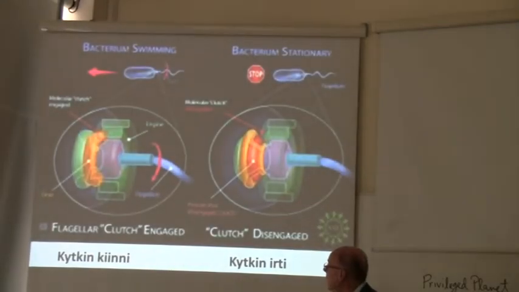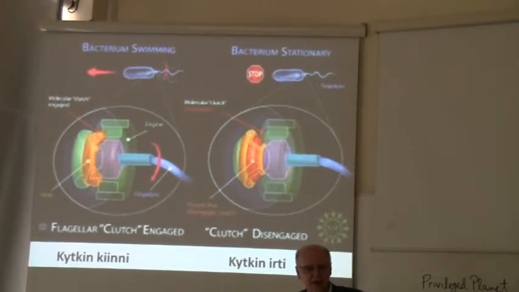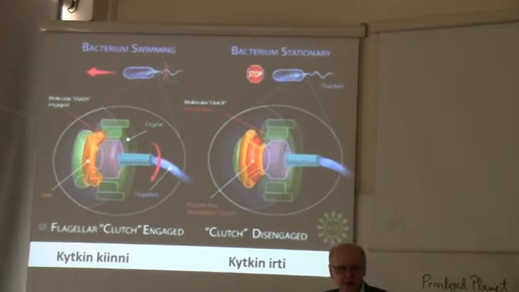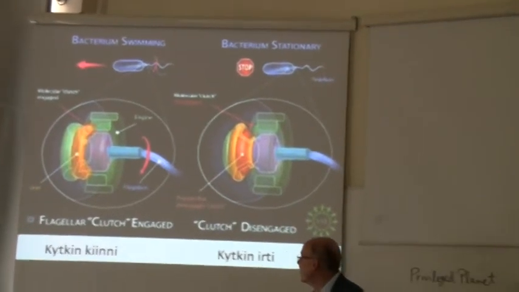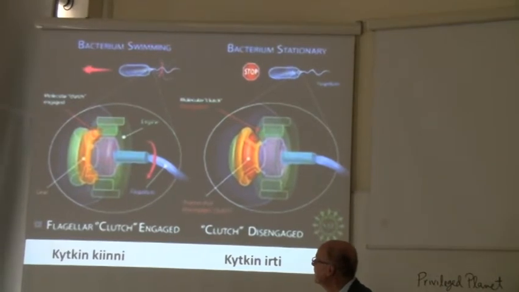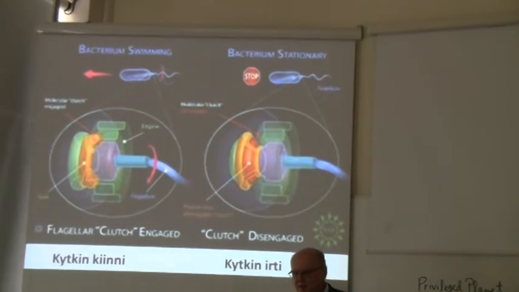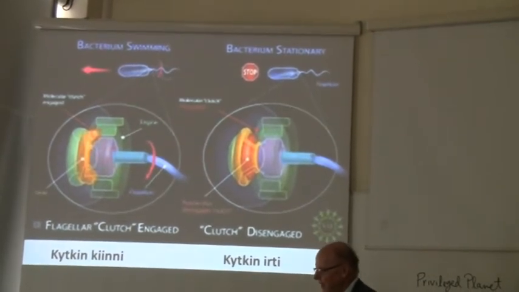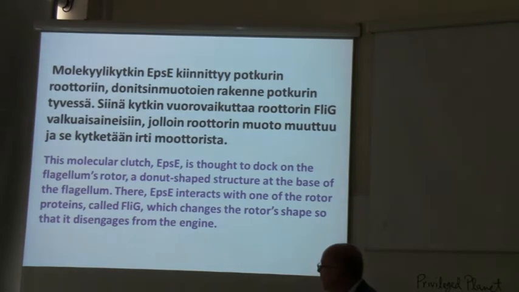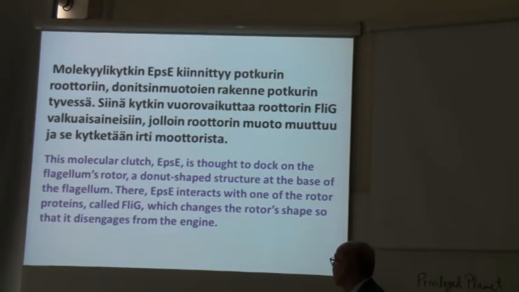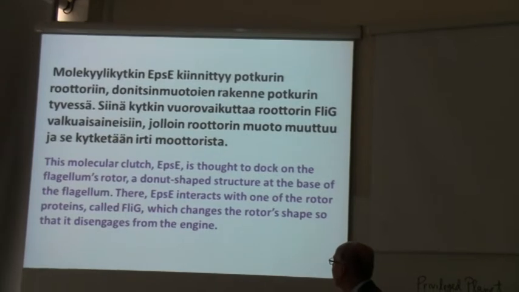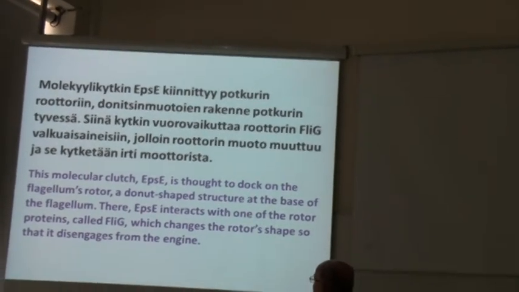But what would be a motor without a clutch? You know, the car has a clutch. I have an old-fashioned car with a clutch. I like it because my legs move when I drive, so I don't get the thrombosis. So the clutch is good. But this motor has a clutch, like a car. It actually has a clutch. And the more we study, the more we see. This molecular clutch is thought to dock on the rotor, and so on.